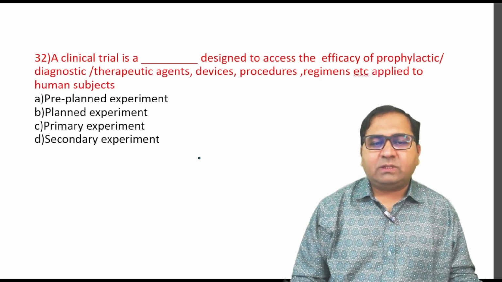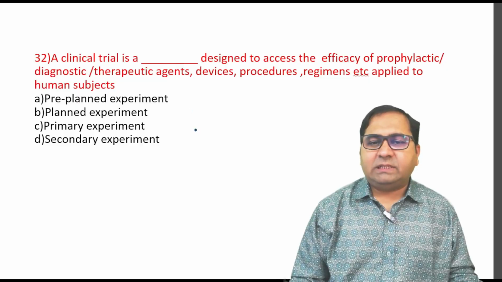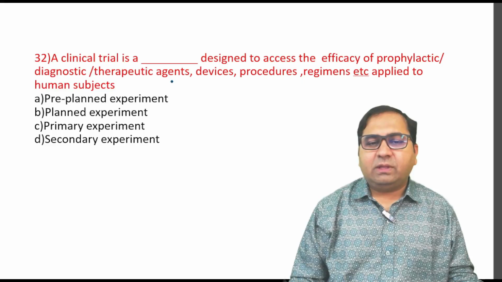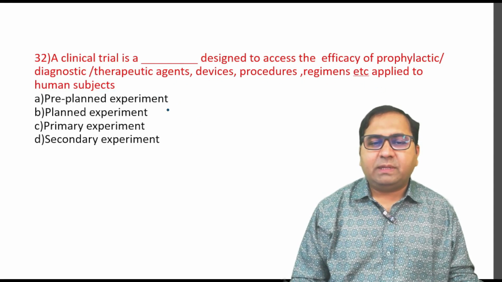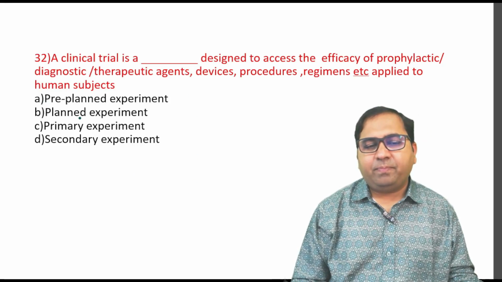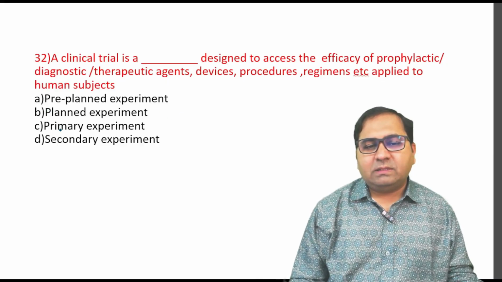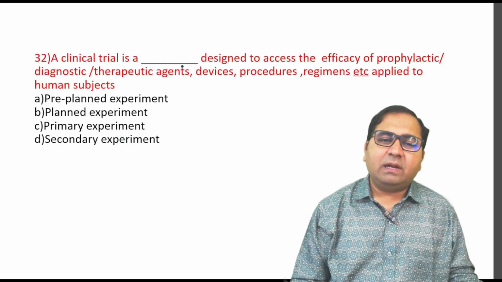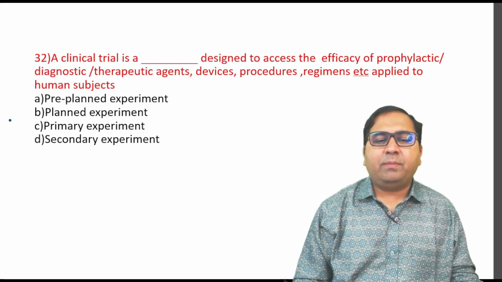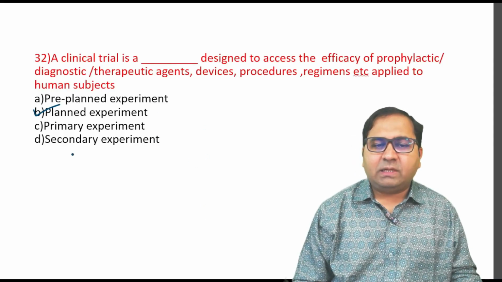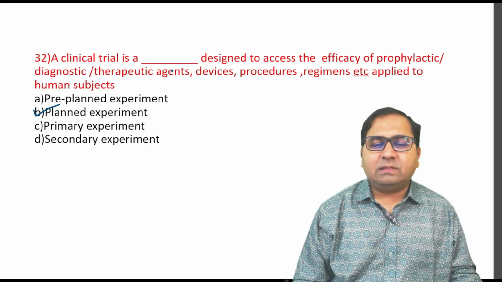Next question. In a clinical trial, dash designed to assess the efficacy of prophylactic, diagnostic, therapeutic agents or devices, procedures or regimes etc. applied to the human subjects. So what are the options they gave? A. Pre-planned experiment. B. Planned experiment. C. Primary experiment. Or D. Secondary experiment. So basically they are asking what is a clinical trial. Is it a pre-planned experiment, planned experiment, primary experiment or a secondary experiment? The specific answer is that it is a planned experiment. Please remember this point. A clinical trial is a planned experiment.